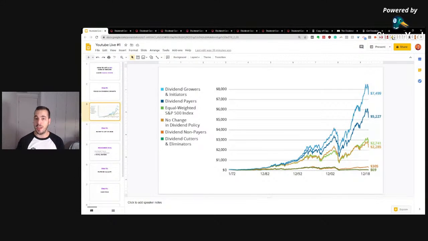But the really cool thing here, and why I want you to really focus on companies that grow their dividend, is the blue line, guys. The blue line over here, those are companies that increase their dividend every single year. There's a lot of examples of these companies. We're actually going to get into 3 of those. I want to give you 3 dividend growth stocks that I personally love, that I personally own as a shareholder, and that are probably going to make you a lot of money over the long run.